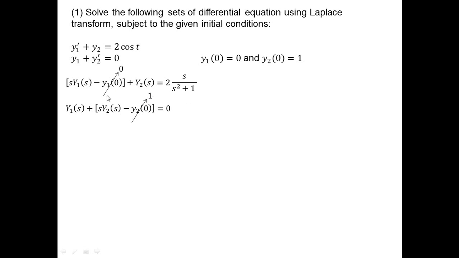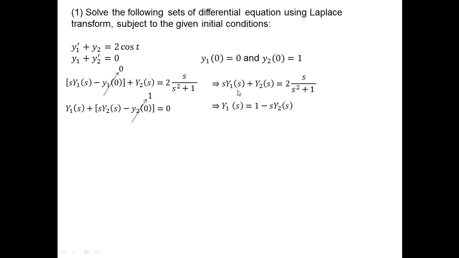If I rearrange the first algebraic relation, I have s Y1(s) plus Y2(s) equal to 2s over s squared plus 1. And for the second one, I have Y1(s) equal to 1 minus s Y2(s). Again, as I mentioned in tutorial sessions, the beauty of using the Laplace transform for solving differential equations is that we transform differential equations in the time domain into simple algebraic equations in the Laplace domain.